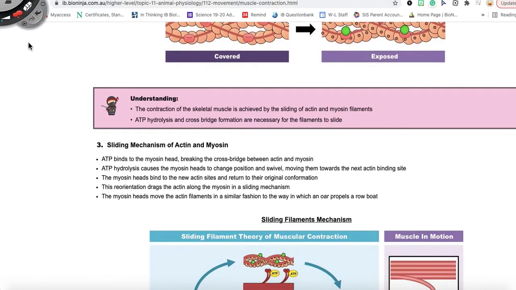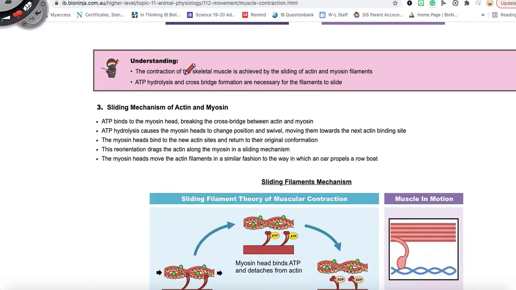So the next essential understanding is that the contraction of the skeletal muscle is achieved by the sliding of actin and myosin filaments. So this is important. And ATP hydrolysis and cross-bridge formation are necessary for the filaments to be able to slide. So number 3, it's probably the important part here, which is known as the sliding mechanism of actin and myosin. And this is what actually is going to cause the muscle contraction.